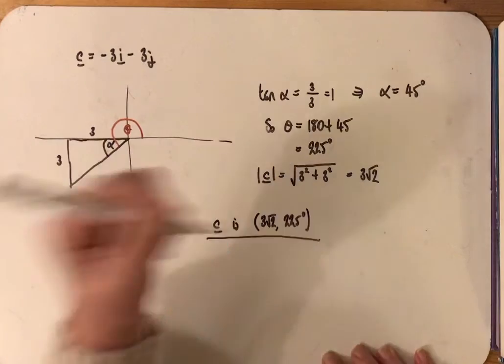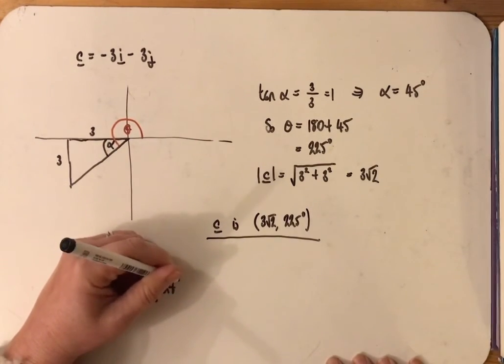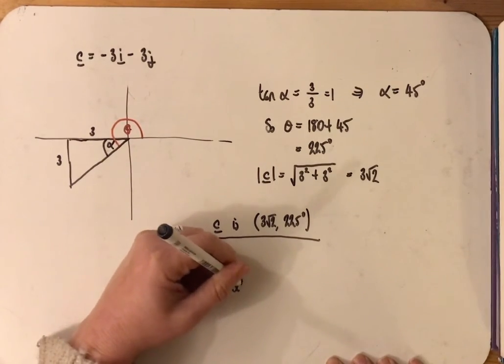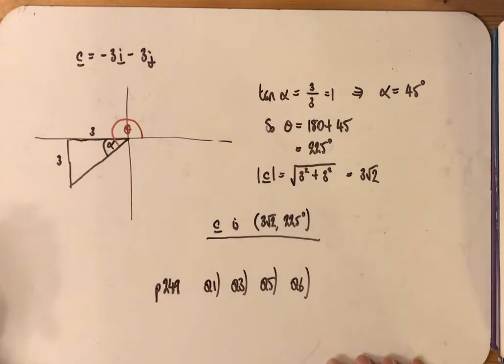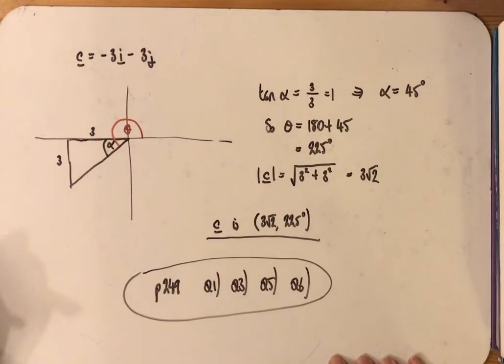So if you could have a look at doing page 249, question 1, question 3, question 5, and question 6, that's converting into magnitude direction form.